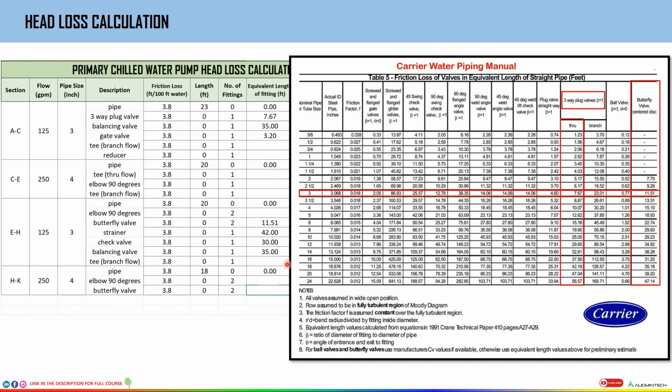Then the next is T for branch flow. We don't have that in this table. Elbow we don't have, butterfly valve we do have for 4 inches. So for 4-inch butterfly valve, the value is 15.10. So we'll note this value over here. By taking the values from the two tables, we have these many values, but a few of the values are still remaining. So we'll use another table for this.